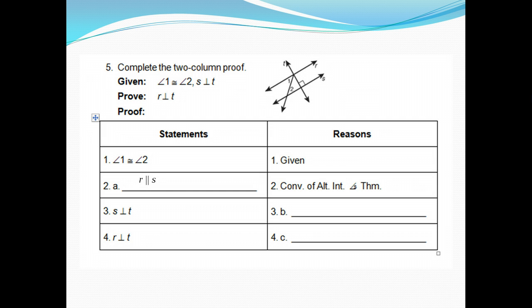Then we have S is perpendicular to T. That's given. Therefore, R is perpendicular to T. Remember what we said, if a line is perpendicular to one of two parallel lines, it must be perpendicular to the other one. And that is the perpendicular transversal theorem.